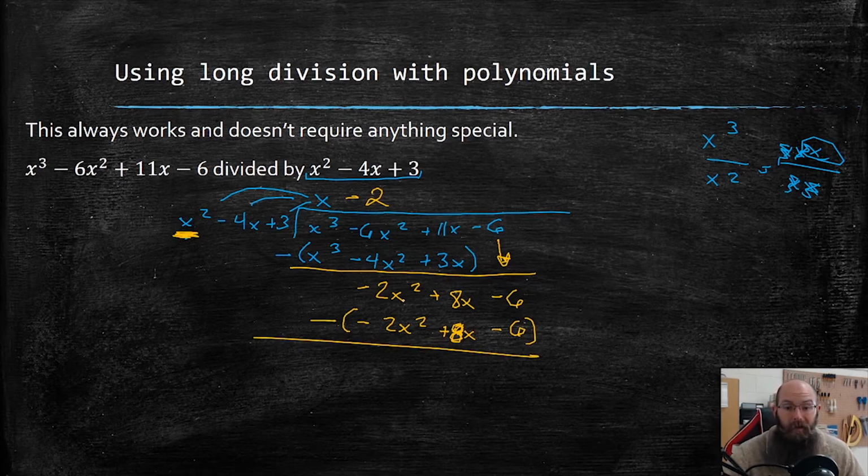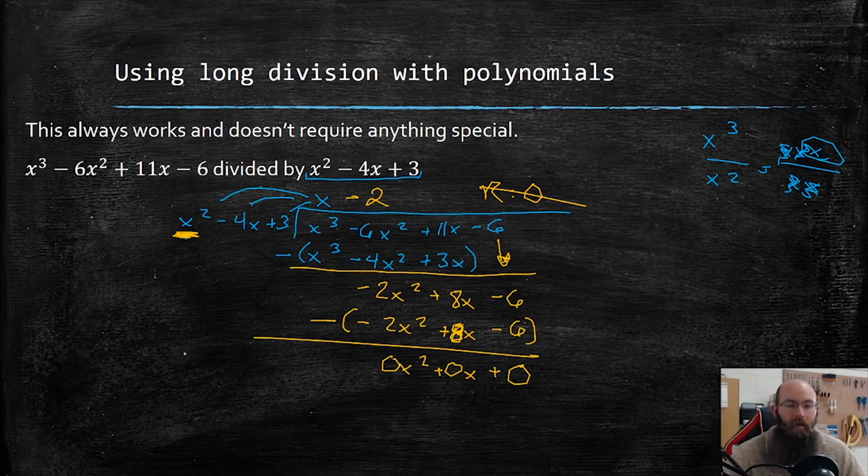And actually it looks like a lot of that's going to cancel. Negative 2x squared minus a negative 2x squared, oh, so that's 0x squared. 8x minus an 8x, oh, that's 0 x's. Negative 6 minus a negative 6 is plus 6. So then 0. Awesome. No remainder. So I would have a remainder of 0, which I don't even have to write.